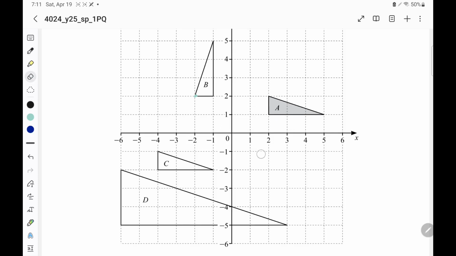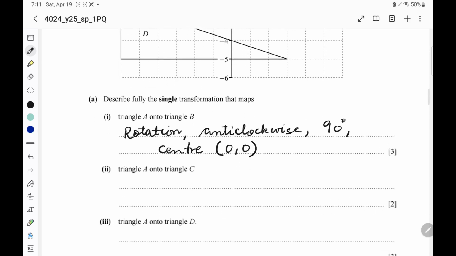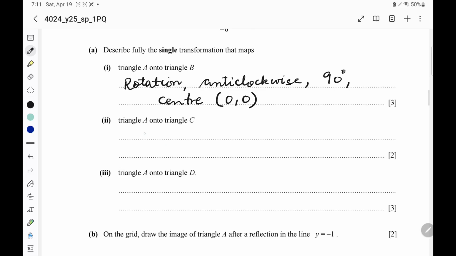Let's count the number of boxes, how much it moves. Let's check the first one, for example these 2. If we are just checking 1, 2, 3, 4, 5, 6, moving left 6 boxes, and 1, 2, 3 up. So minus 6, 3. So it's a translation, and the translation vector is minus 6, 3.